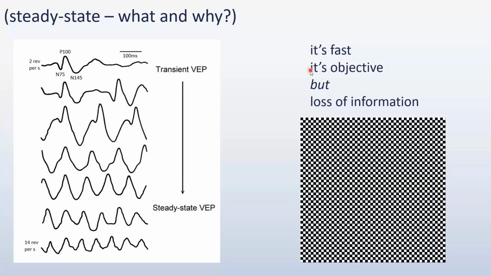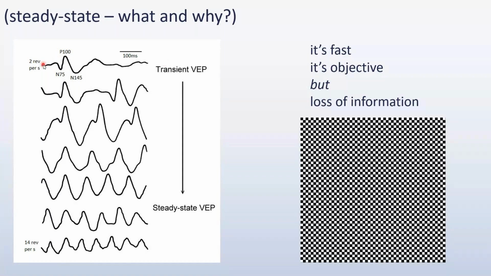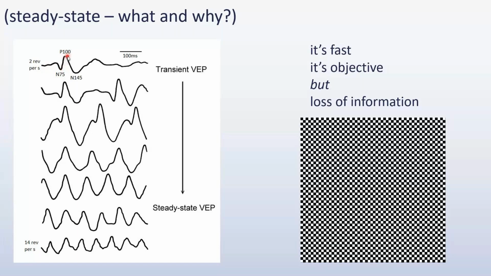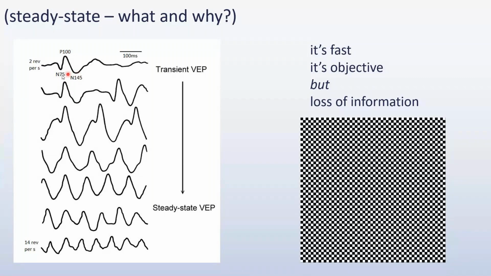However, there's a loss of information. What we no longer have is this wave shape here, which we're all used to looking at, and we've lost the richness of information carried, for example, by the peak times and by the wave shape itself in the transient VEPs. So it's a trade-off.